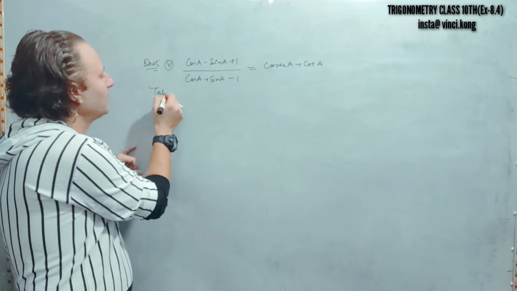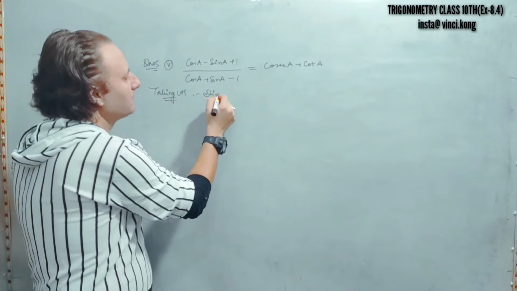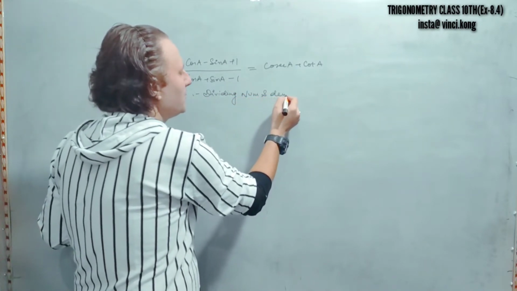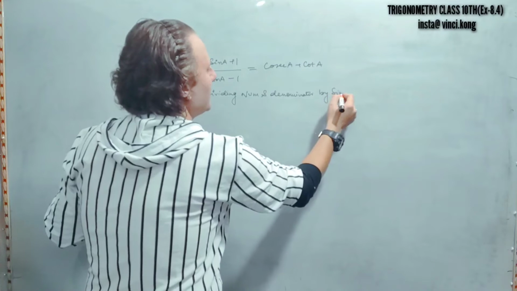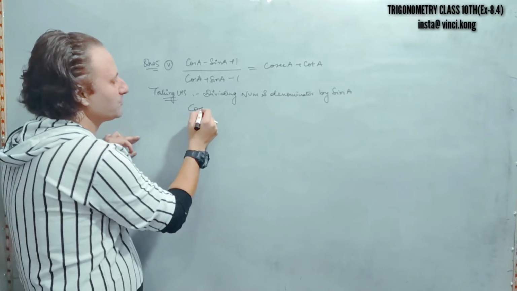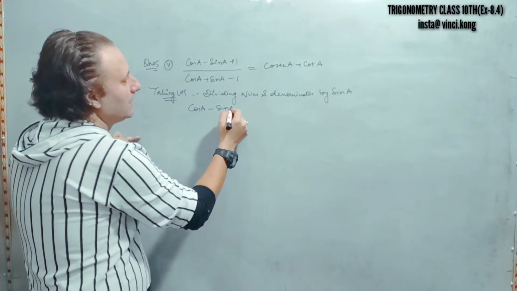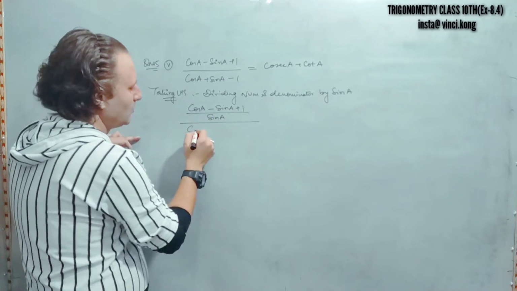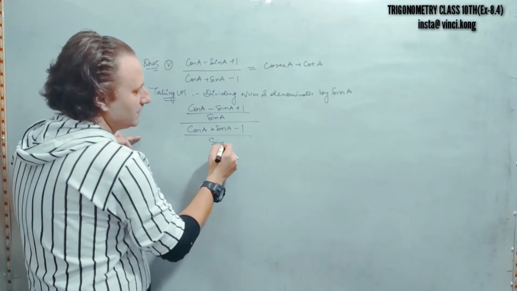I'm taking LHS first of all. What I'm doing, I'm dividing numerator and denominator by sine A. So what that will do, you will see in a bit. I'm going to divide denominator and numerator as well. Cos A minus sine A plus 1 whole divided by sine A. Then cos A plus sine A minus 1 whole divided by sine A.